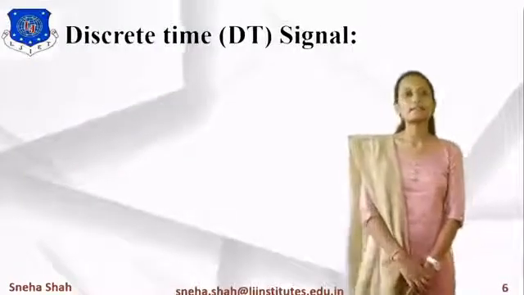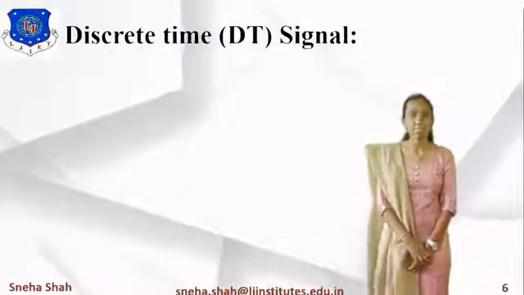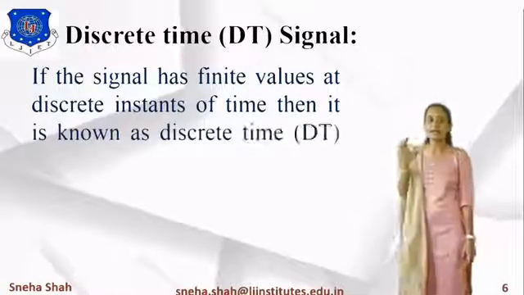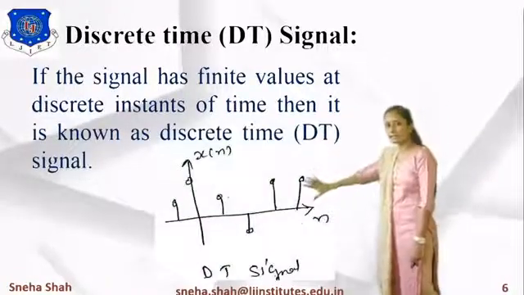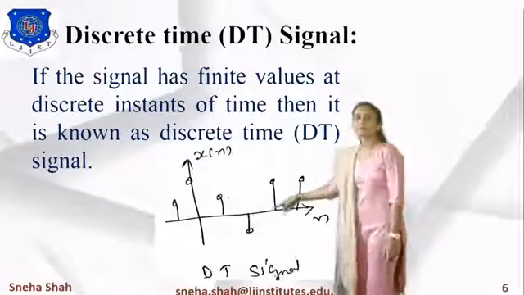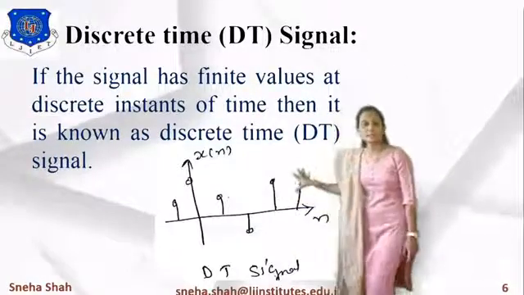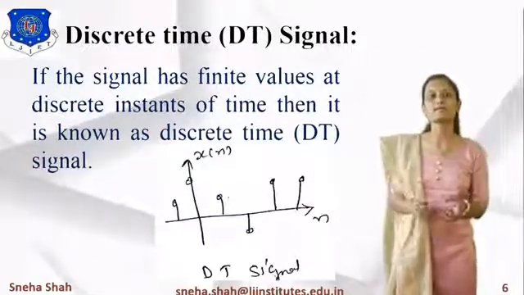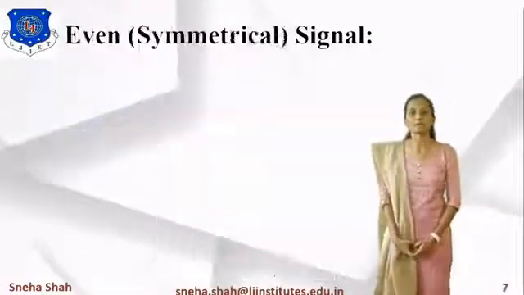Now the next type of signal is the discrete time signal. What is the meaning of discrete time signal? A discrete time signal can be defined as a signal which has a finite amplitude level at particular instants of time only. From this diagram you can see that this amplitude level is finite, but only at particular instants of time, otherwise its value equals 0. So this signal can be defined as a discrete time signal. It means it has some finite amplitude level at particular instants of time only.